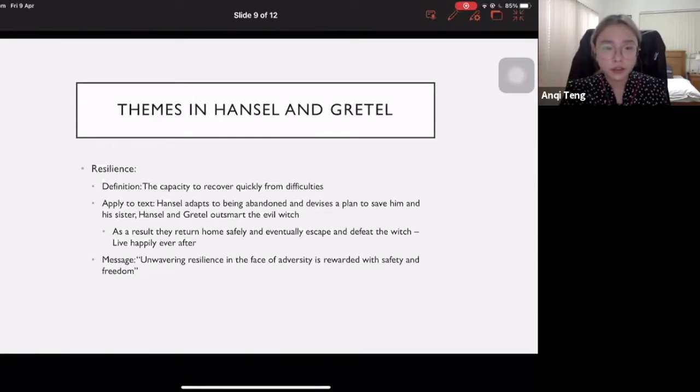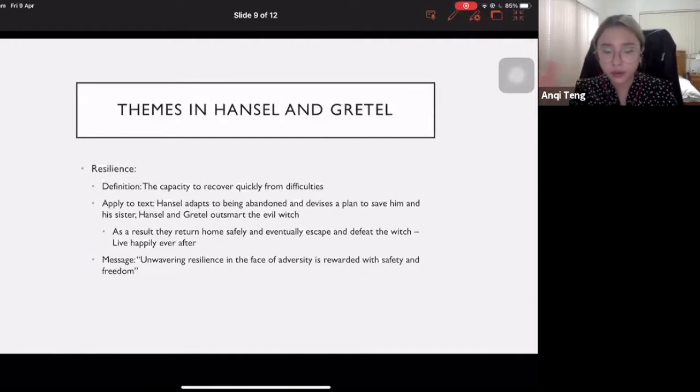All right, so we look at the progression of character, because they are resilient and they manage to outsmart the adults. As a result, what happens? They return home safely and eventually escape, and they defeat the witch and they live happily ever after. It's a very joyous, nice ending for both Hansel and Gretel. So, cause and effect, yes.